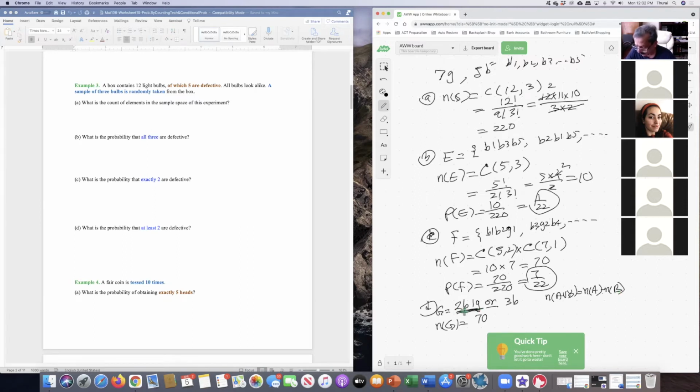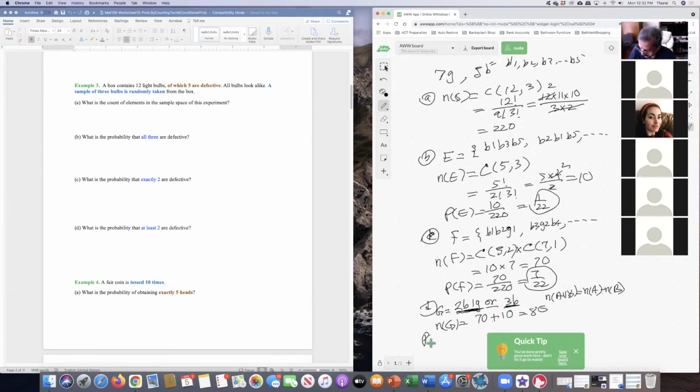These have two bad and one good. These have three bad, so there's nothing common. So therefore, they are mutually exclusive, and the intersection is empty, count of intersection is 0. So therefore, it's count of A plus count of B, 70 plus 10, 80.